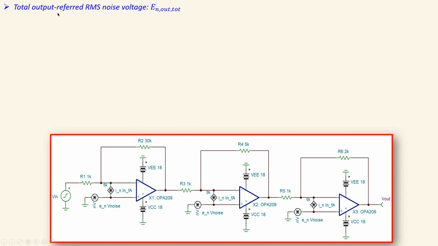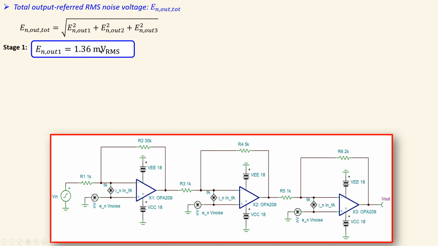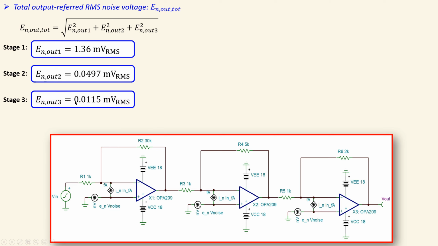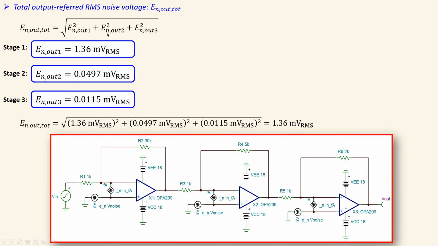So the total output-referred RMS noise voltage, which is again given by this symbol, is the contribution of each stage at the output. Now we have, of course, stage 1 that was given by this value. Stage 2 has a contribution of this, all in millivolts RMS, and stage 3 has this value. So it was 11.5 microvolts RMS, that is in millivolts this. Now if you combine them using this formula, just substitute the values, you will get 1.36 millivolts RMS.